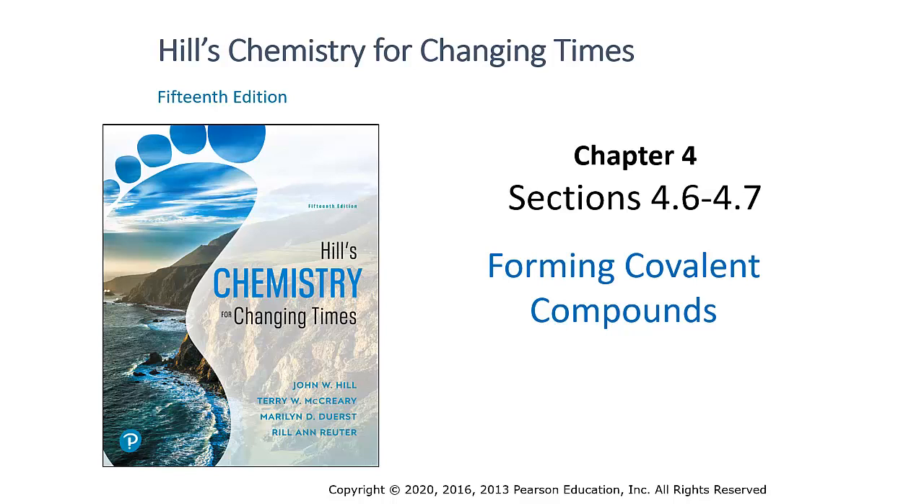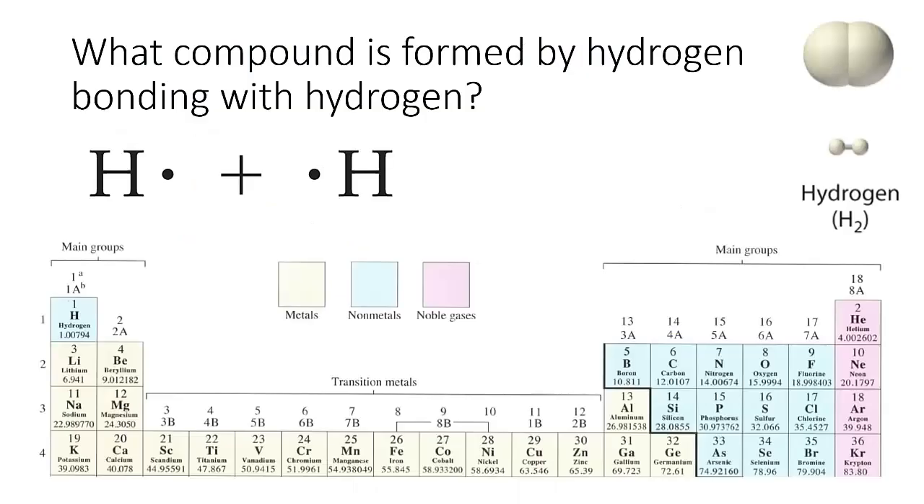Let's talk about forming covalent compounds. What compound is formed by hydrogen bonding with hydrogen? Now remember, we were just talking about ionic compounds, which means you should know that you have to have a metal and a non-metal in order for an ionic compound to form. But look at hydrogen. Hydrogen is classified as a non-metal, and as such, if you have a non-metal and a non-metal, they do not form an ionic bond.